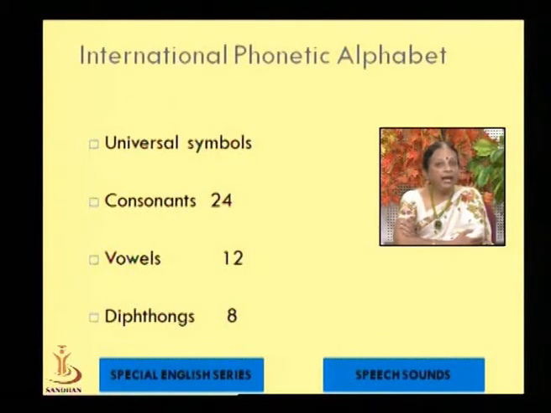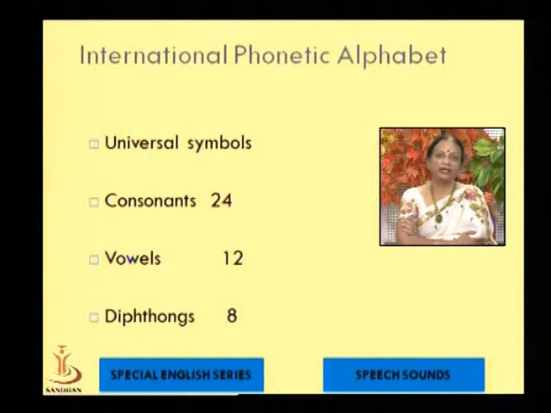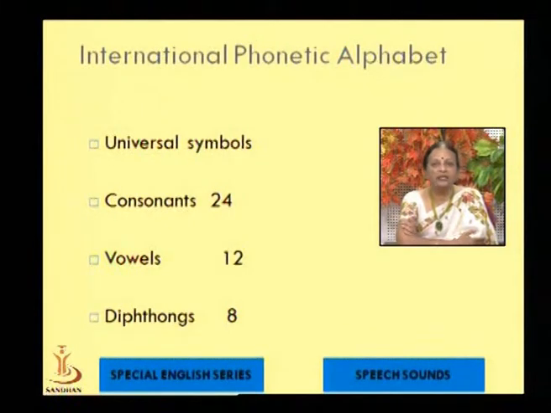So, what do we have in the international phonetic alphabet? Not 26 letters, my dear students, as we have learned in the English alphabet. Instead, as many symbols as there are sounds. And how many sounds are there in the English language? 24 consonant sounds, 12 vowel sounds, and 8 diphthongs. We will look at each one of them in greater detail now. 12 vowel sounds instead of the 5 vowels that we learnt in the English alphabet.